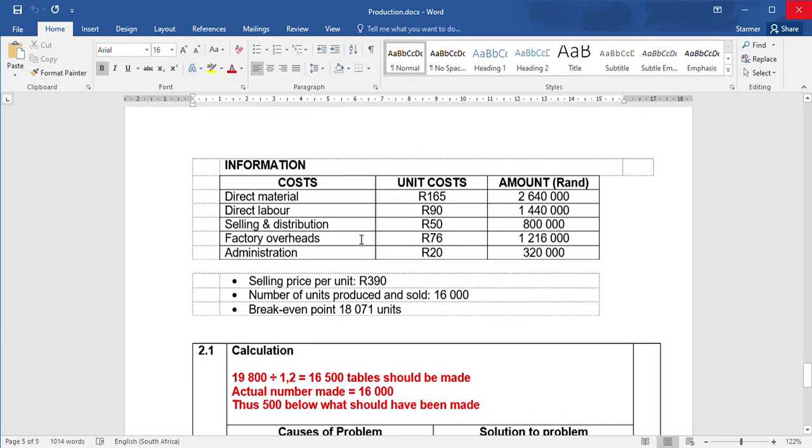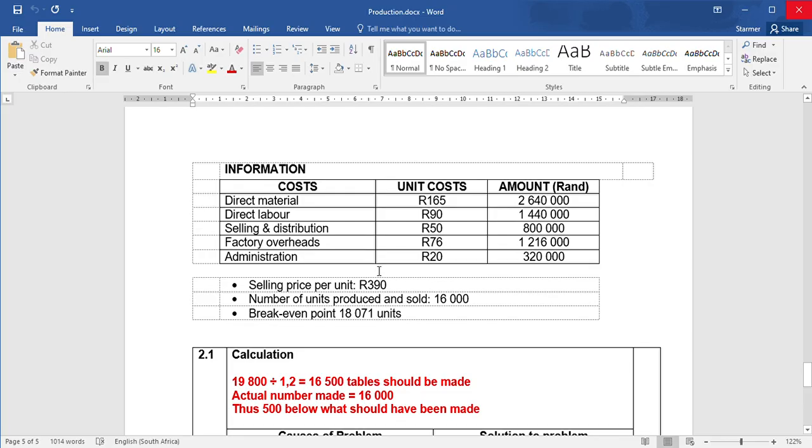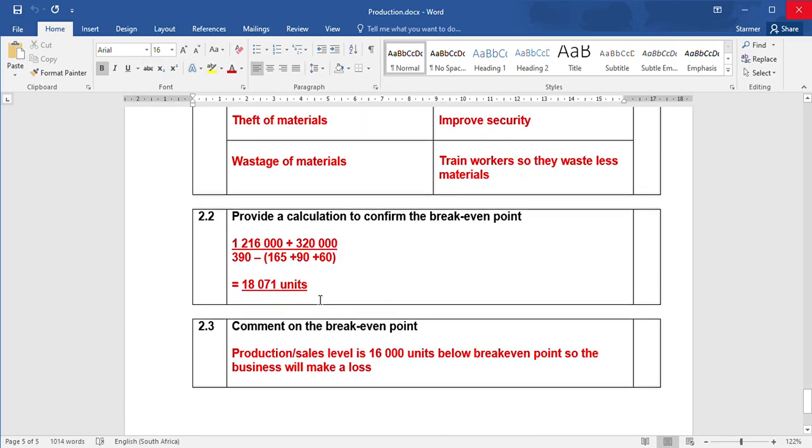You're then going to take that and you're going to divide it by the profit you're making. So you're going to take the 390 rand selling price and you're going to minus your direct material, direct labor, and your selling and distribution costs. So you're going to add up those three there and subtract it off. And then if you work this out, you get 18,071 units.